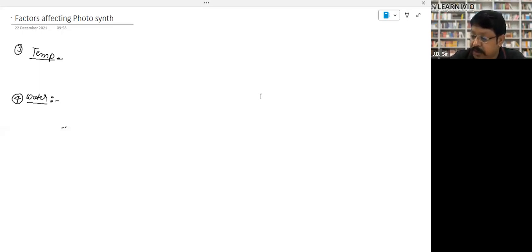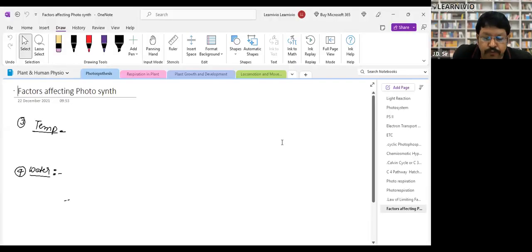Go through this and let me know if you have any doubt regarding photosynthesis anywhere in the chapter. Go through your NCERT, and tell me if you have any problem, Martin and Ilam, both of you. We have completed this chapter.